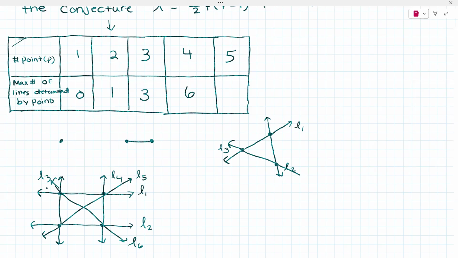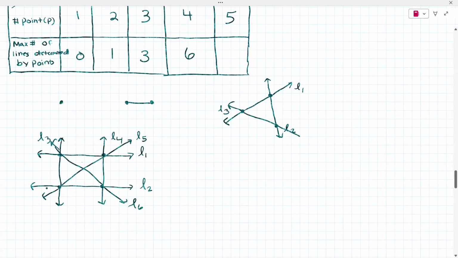Okay, what about 5 dots? That's a little bit trickier. So let's just stick with this image because this already has 4 dots, and then the last dot, let's put a dot here. So now we have 6. If you connect this dot here, that would be line 7. If you connect this dot here, that would be line 8.